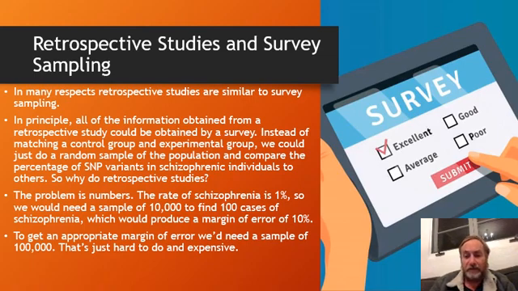The problem I've discussed already: it's numbers. The rate of schizophrenia in the population is 1%. So you'd need a sample of 10,000 people to hopefully find 100 cases of schizophrenia, and you'd still have a margin of error of 10%, which is a bit more than you'd like. To get a nice, tight margin of error, you'd want to sample 100,000 people, and that's really hard to do and very expensive.